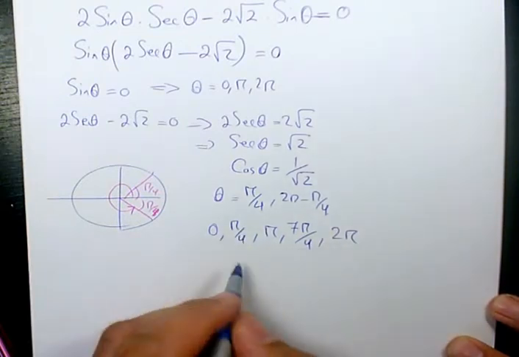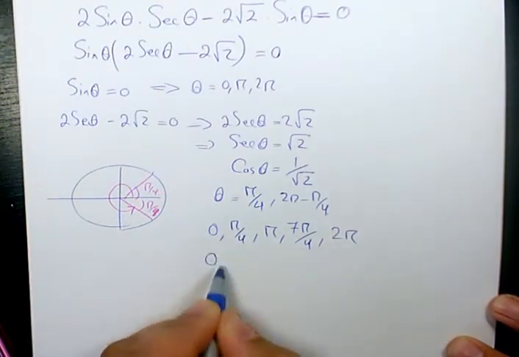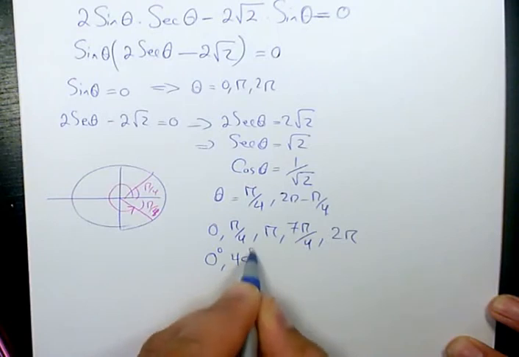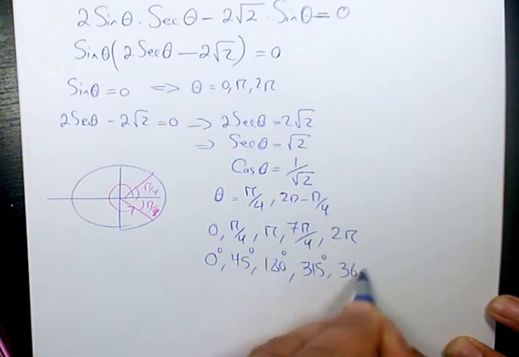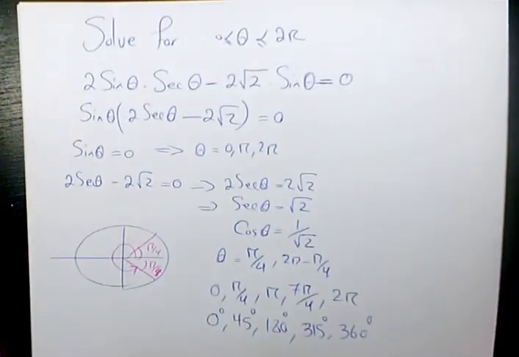In terms of radians. If you want to write in terms of degrees, it's going to be 0 degrees, 45 degrees, 180 degrees, this one is going to be 315 degrees and 360 degrees. So these are the five answers to this question.